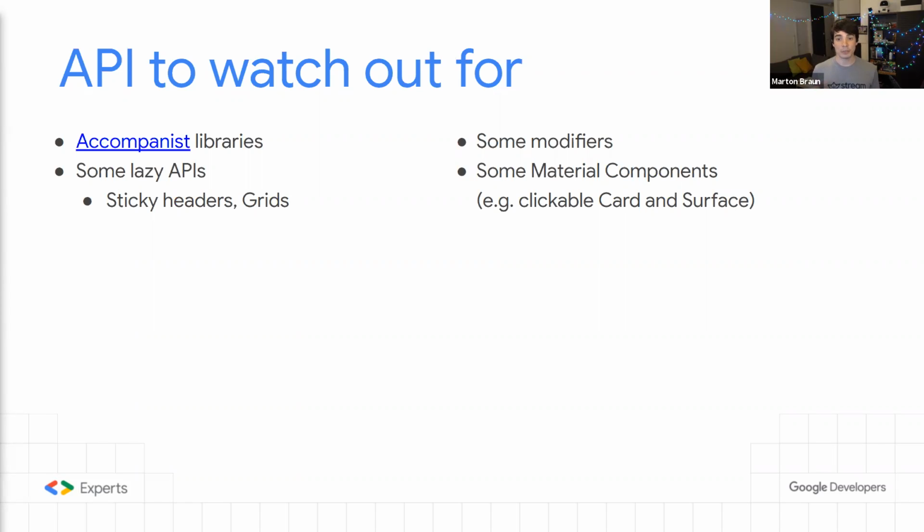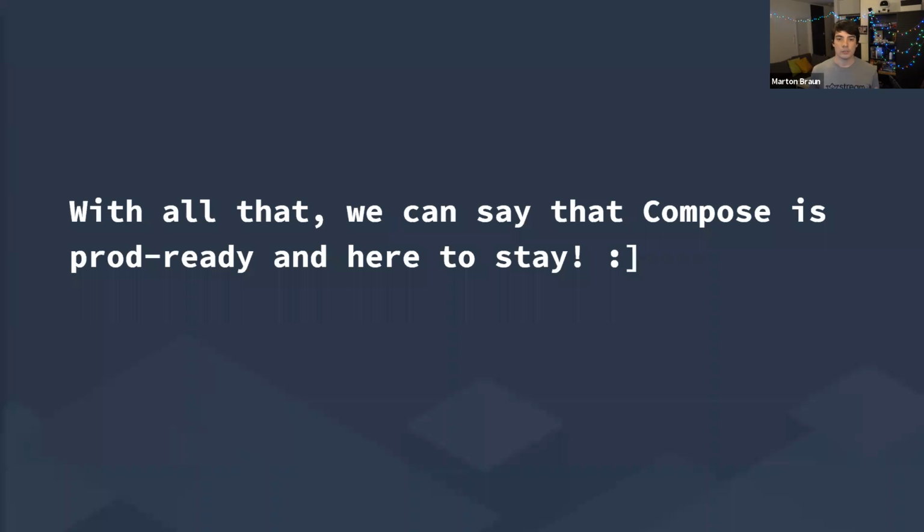Finally, there are some modifiers that are still experimental, mostly related to special click handling. And there are also some material components, if you're building on that layer of Google's Compose libraries, that have experimental overloads. Again, this is usually around clickability. So clickable cards and surfaces are something that are experimental there. To sum it up, we can pretty safely say that Compose is production ready and here to stay. And we've had and are still having a great time building Chat SDK on Compose.